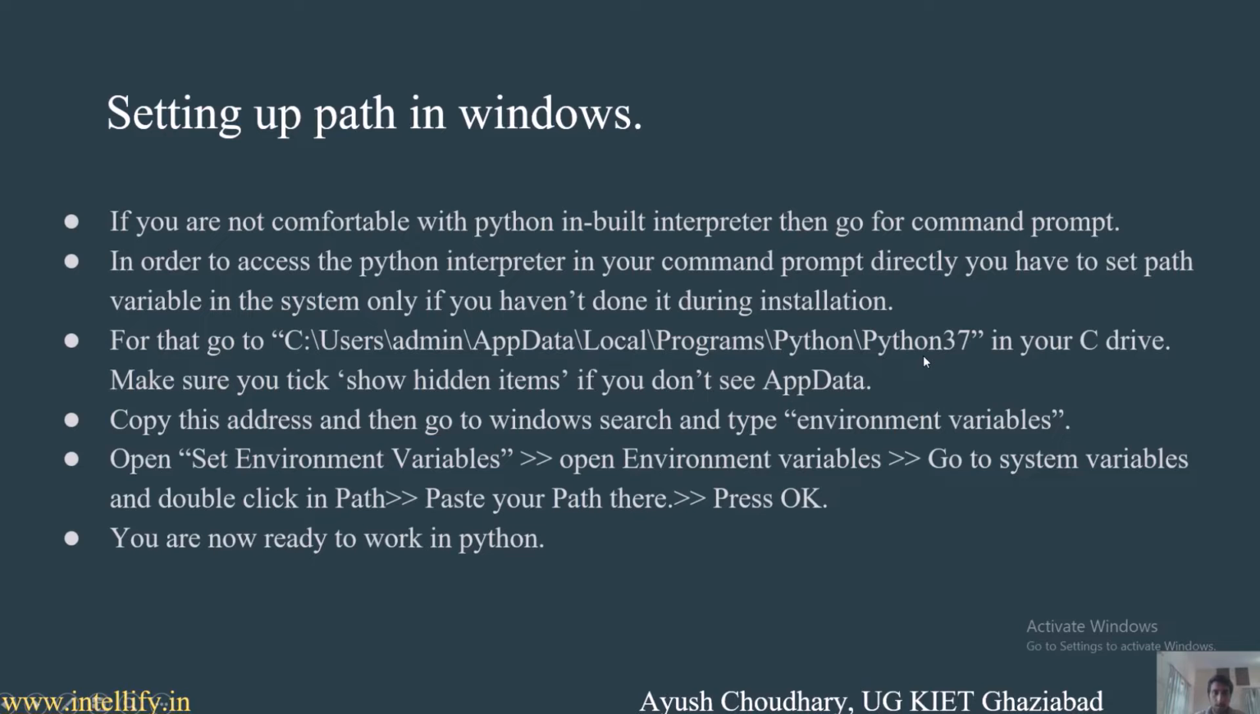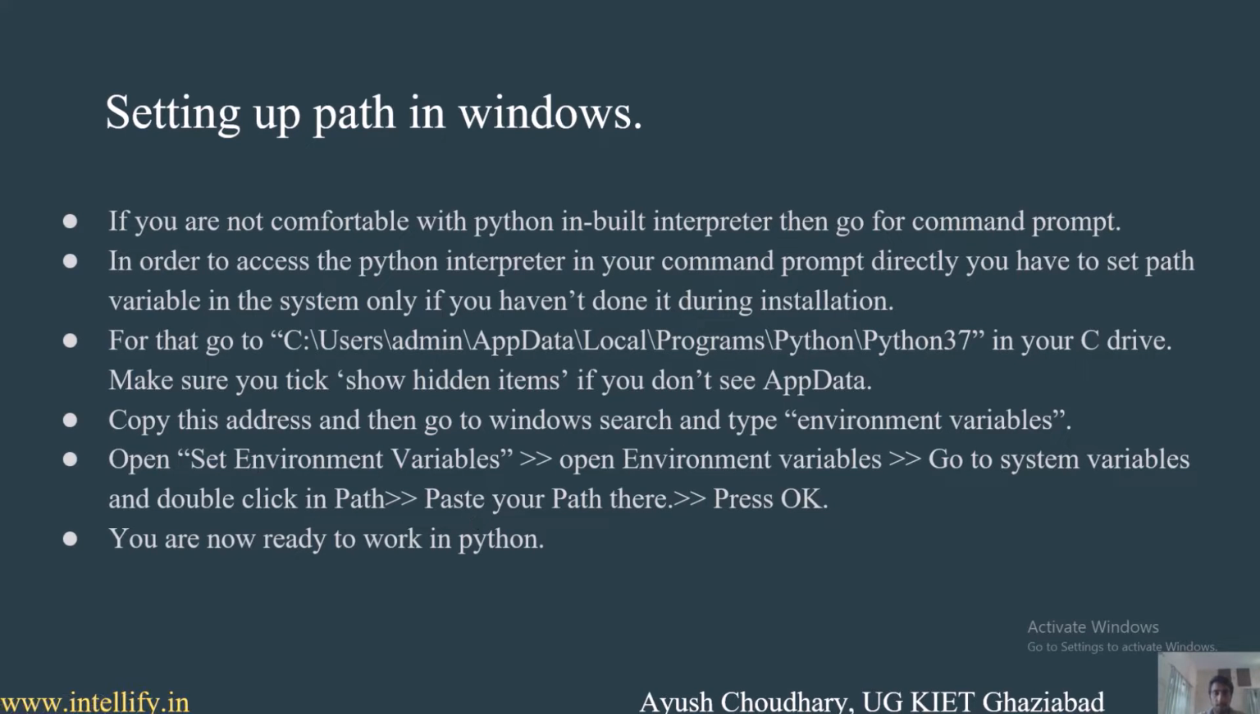Copy that path, then go to Windows search, type set environment variables, and open it. Then there will be a button, Environment Variables, click on it, then go to System Variables in the window below. Double click on Path, then click Edit. In the edit option, add the path you copied and press OK. Now you have set the path, and you can access your Python interpreter from your command prompt.